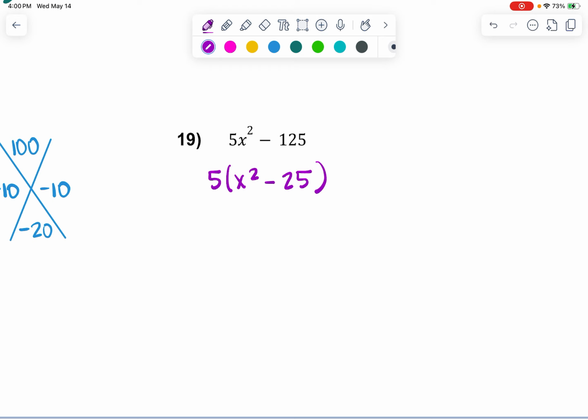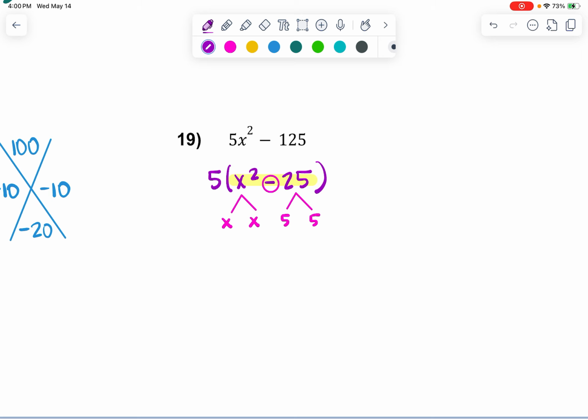And then some people may stop here, but you don't want to stop there, right? Because we need to recognize that the factor that was remaining is a difference of two squares, right? And so we need to notice that, oh, I'm not quite finished. I took out a GCF, but x squared is a perfect square, and 25 is a perfect square, and it is a difference problem. So I'm not done completely factoring.